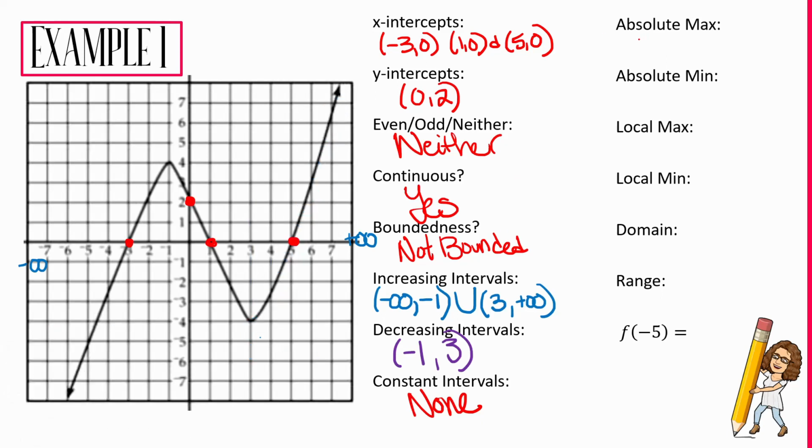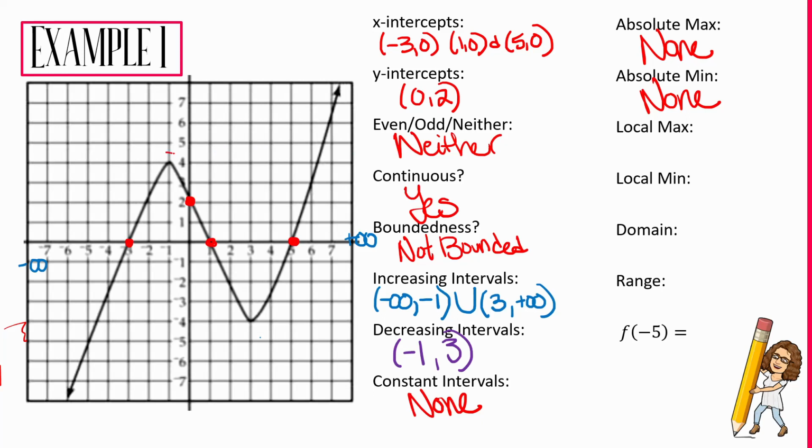Absolute max. Is there a tippy top highest point? Well, this guy right here is not the highest point on the graph because this is going to keep going forever, right? So actually, there is no absolute maximum. We actually can't identify an absolute maximum, just like how we cannot identify an absolute minimum because my graph forever goes down. So we're going to say none for the absolute minimum.